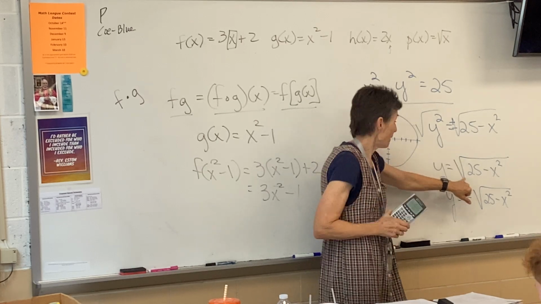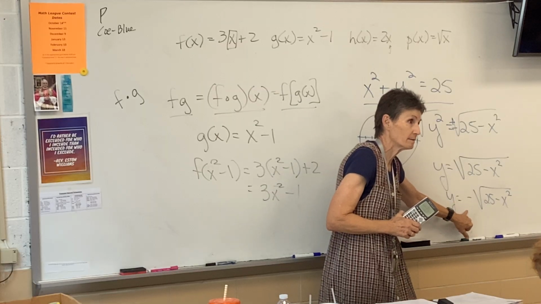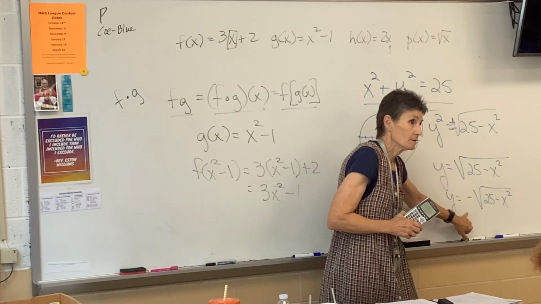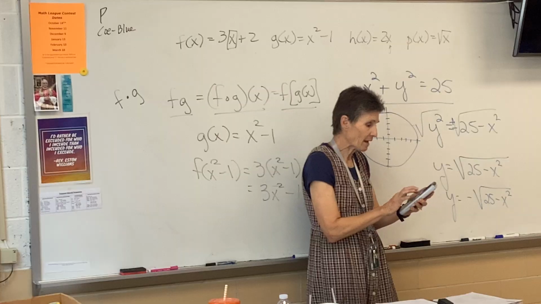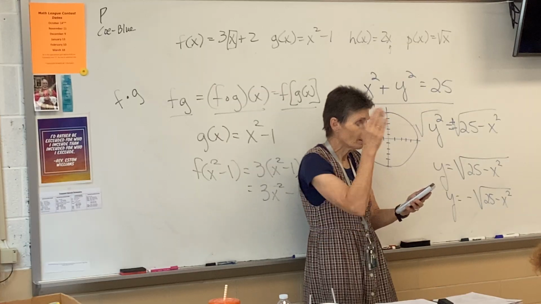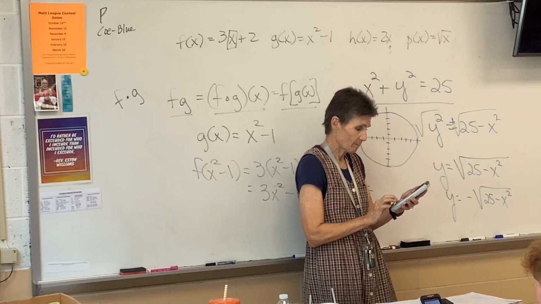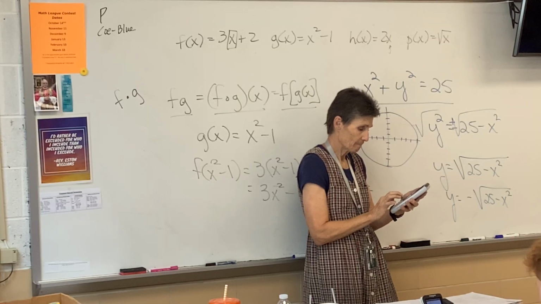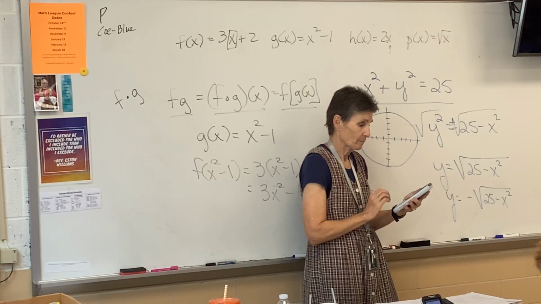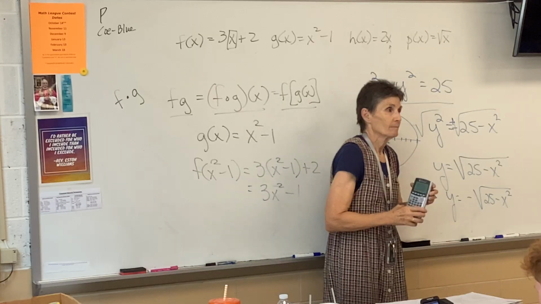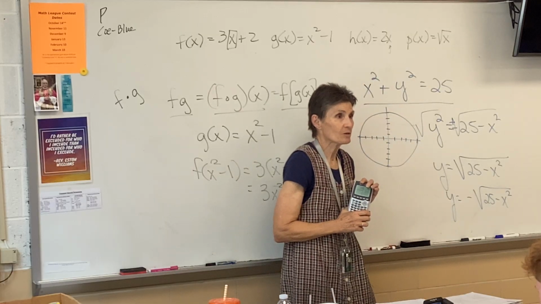Guess what's gonna happen when you graph the negative one? You're gonna get the bottom one. So go ahead and add that one in. So leave them both on there. So for y2, do negative the square root. Whoa. And you get the bottom half of the circle.